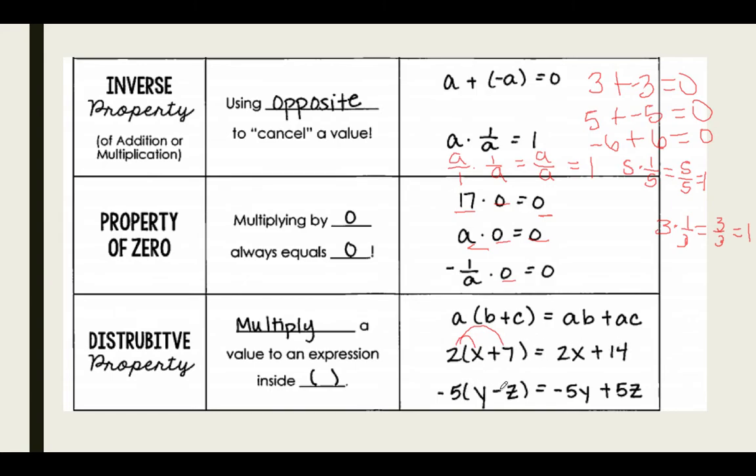Negative 5 times y minus z. Negative 5 times y is negative 5y. Negative 5 times negative z is positive 5z, so that's going to change that sign into a positive plus.